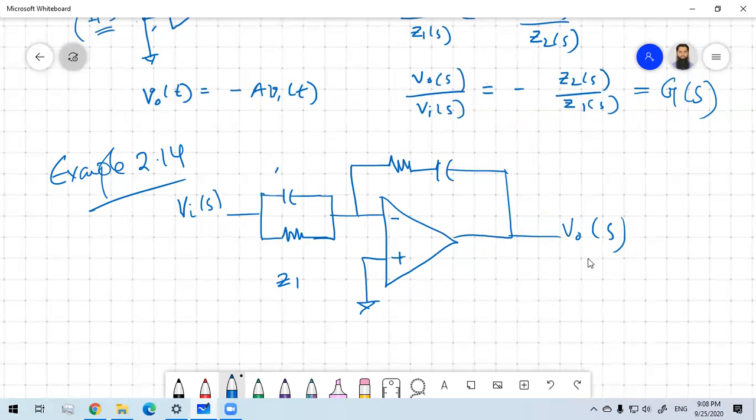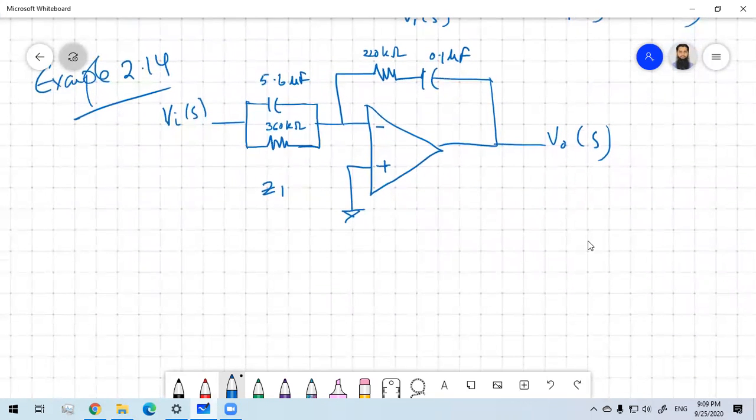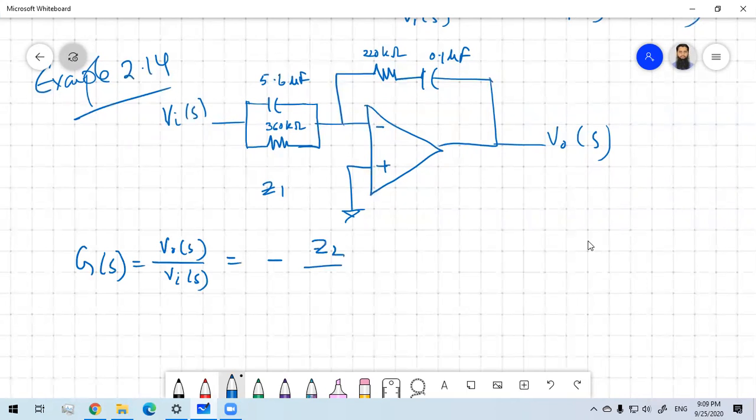And their corresponding values are also provided. So this is 5.6 microfarad. This is 360 kilo ohms. Here as well, it's 220 kilo ohms and 0.1 microfarad. So what they want to figure out is your transfer function, that is V0(s) by Vi(s). This is what you have to find out, and you already know the formula. The formula is minus Z2 by Z1.